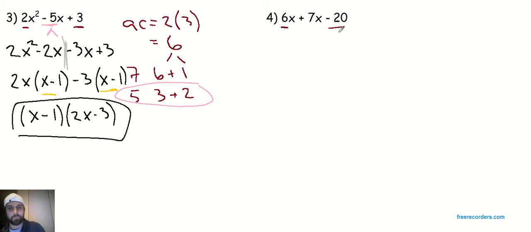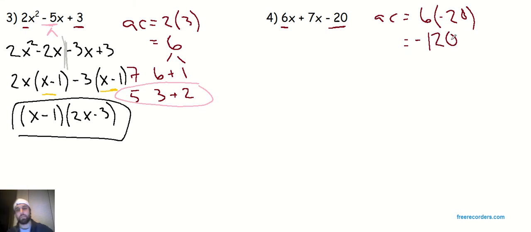There's my A value. There's my C value. So let's start with our AC, which in this case is going to be 6 times a negative 20. Okay. So 6 times negative 20 is going to give me negative 120. Well, I'm going to have a bunch of different factors here, and we could be factoring that out for a while. But I know ultimately I want to get to a positive 7.